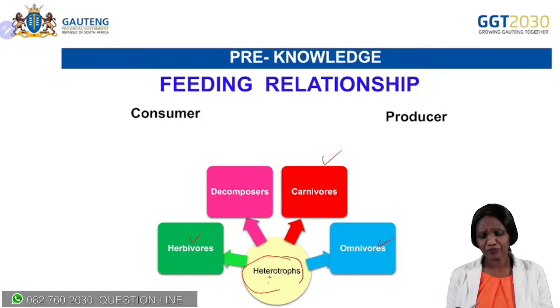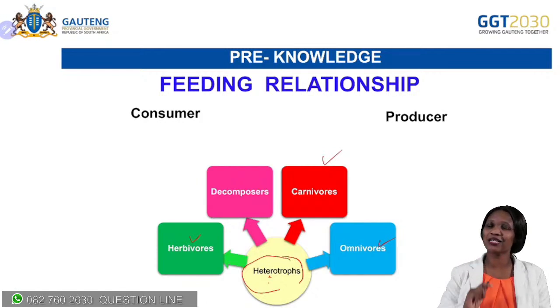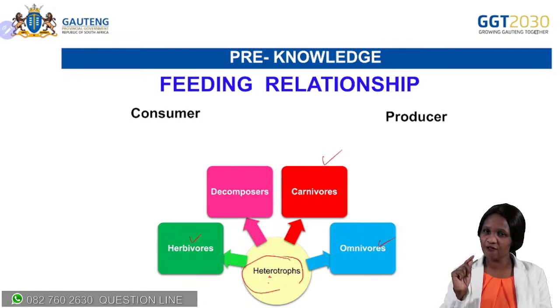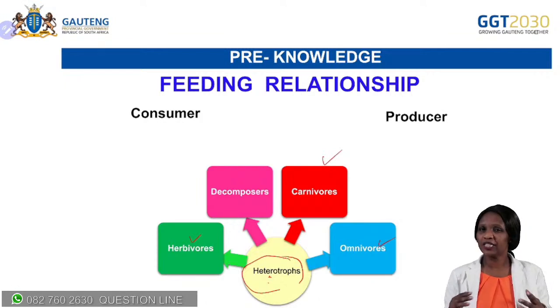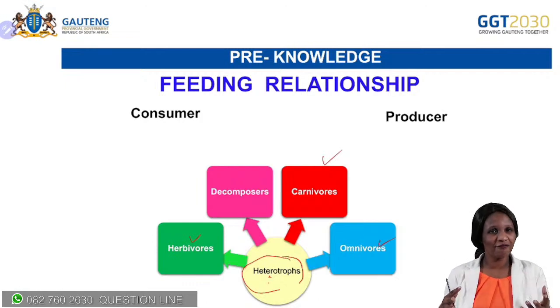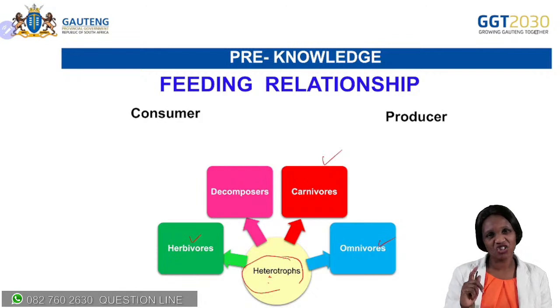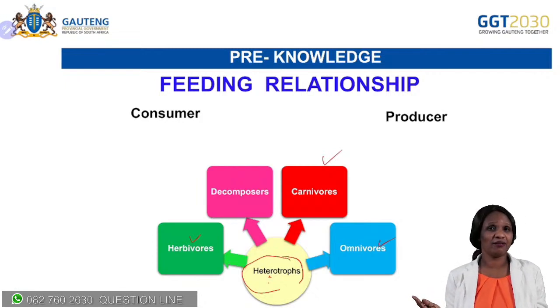And then we also have scavengers. Scavengers are those animals that look for dead animals. They feed on dead animals. Right. For example, we've got a bird that is a scavenger. Which bird is it? It is a vulture. A vulture is a scavenger. It feeds on dead animals. Even on decaying meat, scavengers eat decaying meat.